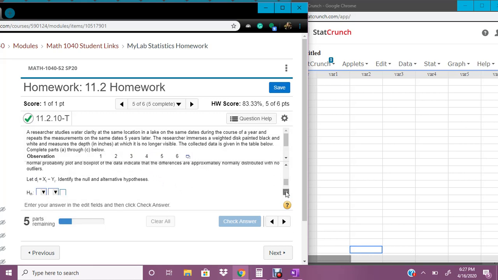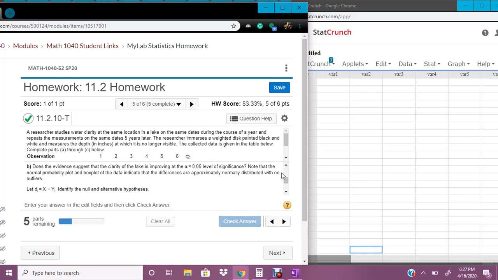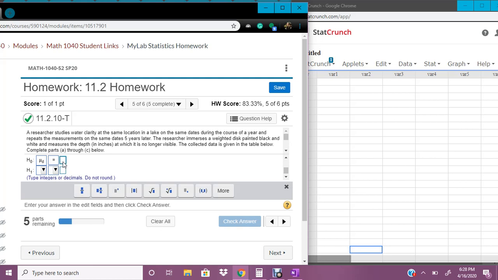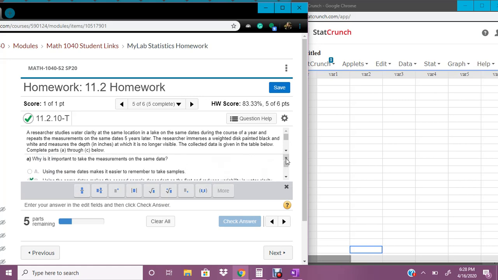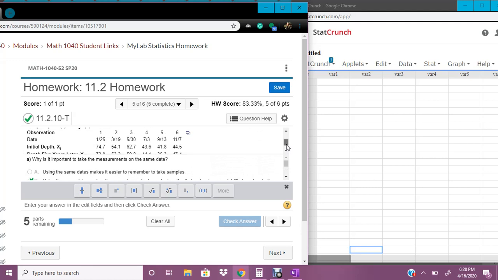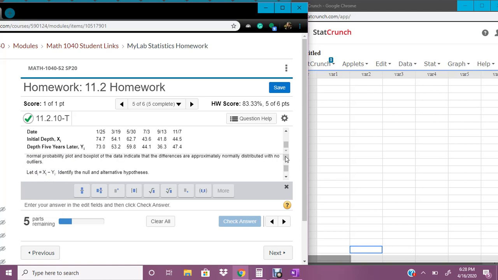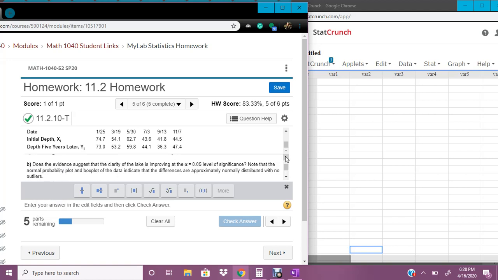So now we're starting to get into our hypothesis test, and we've got to identify the null and alternative. We were talking about means. The mean difference is going to be equal to 0, because if there's no difference between the means of our sample sets, then if we subtract them from each other, it would be 0. So that's why we use 0. And then we're looking to see if the clarity of the lake is improving.